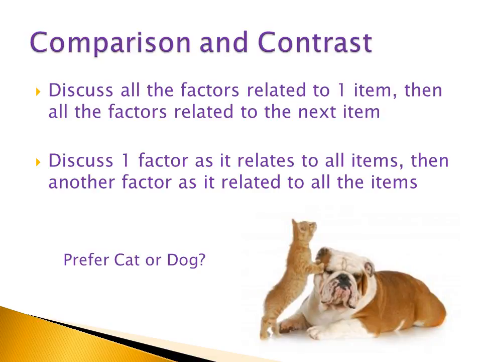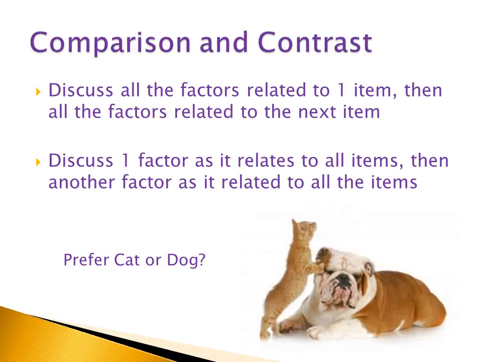The next organizational pattern is comparison and contrast. You can use comparison and contrast to discuss two or more items. The first thing you need to do when using this method is to determine your criteria. You can discuss all the factors related to one item and then discuss the factors related to the next item.